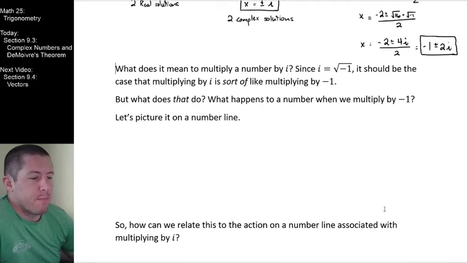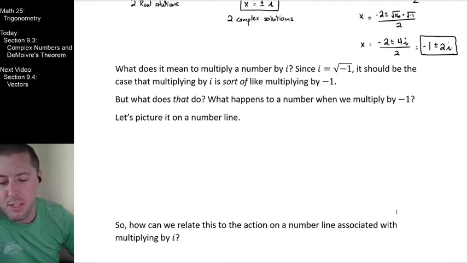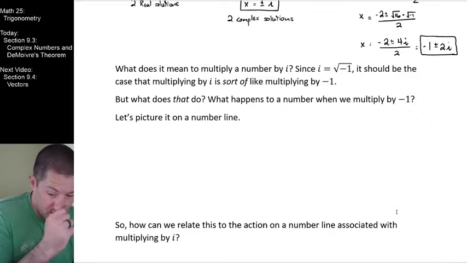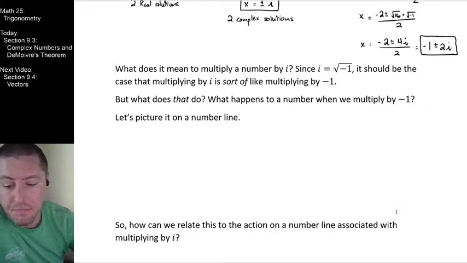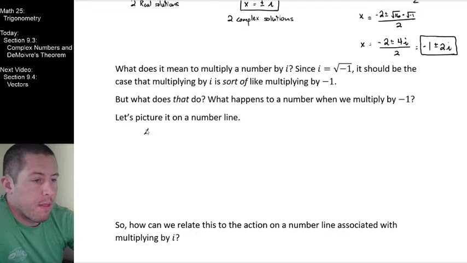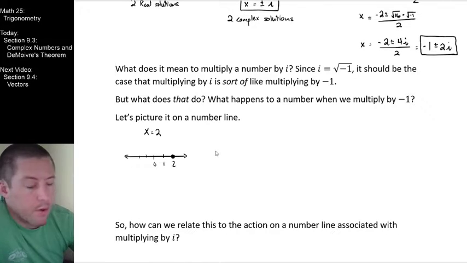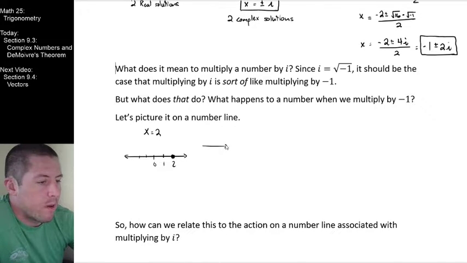And so what I want to do is picture this on a number line. We'll draw some pictures right now, and we'll also go to Desmos for a little bit of help with this. So here's the way that I think about this. If we imagine starting with a number like x equals 2, I can picture where this is on a number line, right? x equals 2, it's sitting right there. Here's our number line. And what I could imagine that we're going to do now is we could multiply by negative 1.